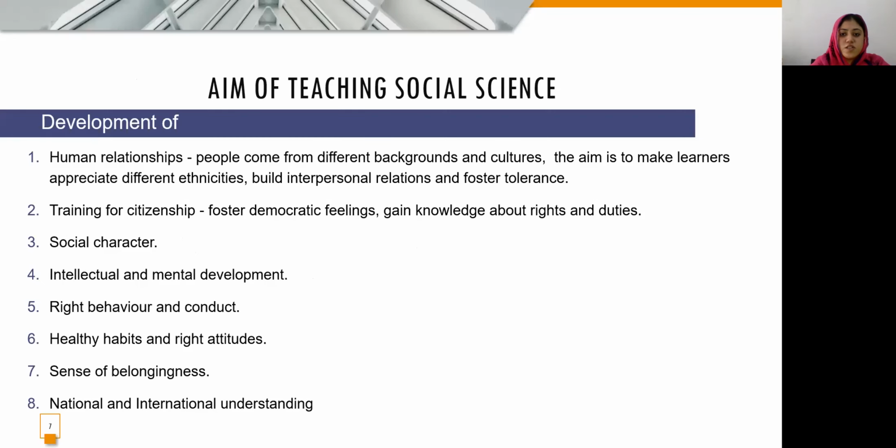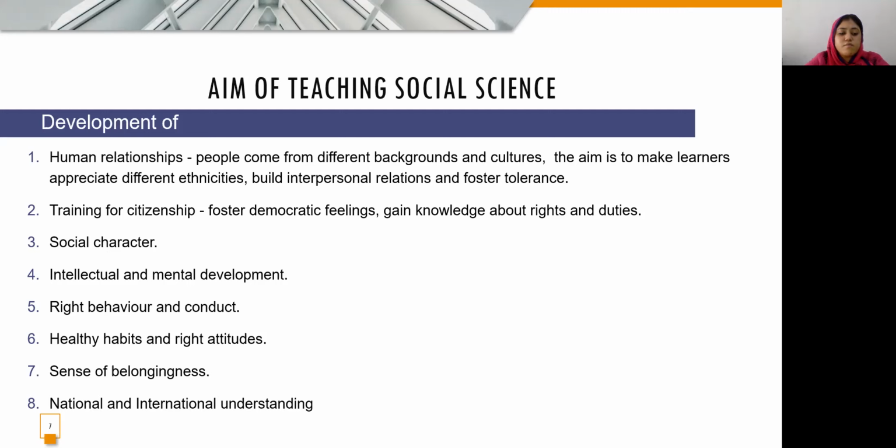What is the main aim of teaching social sciences? The main aim is to develop human relationships. As we all know, today we have multicultural classrooms, with students of different backgrounds, different ethnicity, and different religions sitting in the classes. So when we are teaching social sciences, we make it a point to foster some amount of tolerance among them. Social sciences teaches multicultural understanding, helps in maintaining good interpersonal relationships and fosters tolerance.